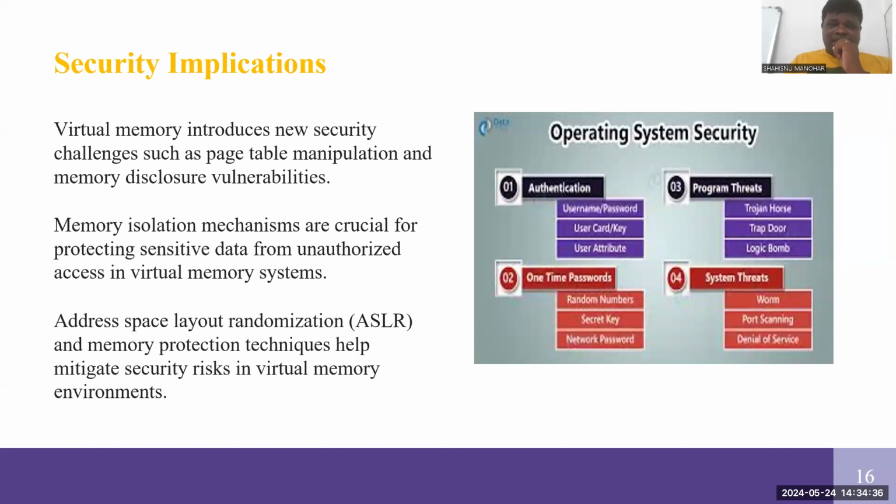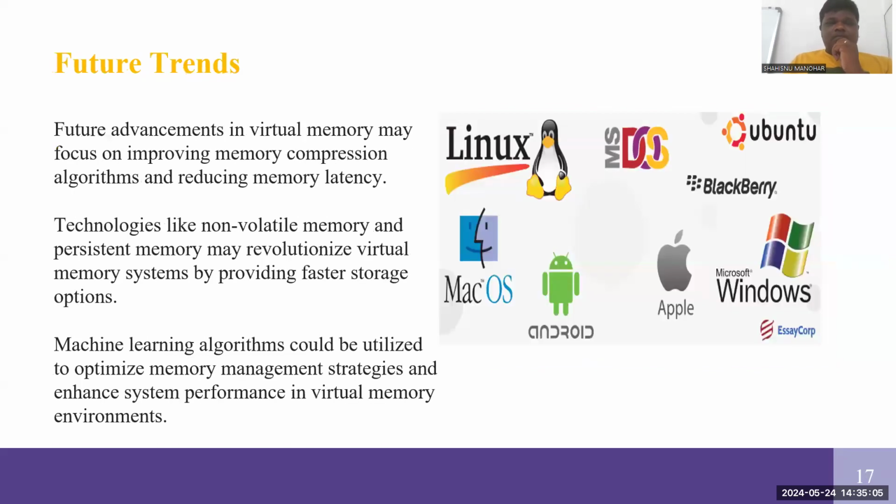Let's discuss security implications in virtual memory. Virtual memory introduces new security challenges such as page table manipulation and memory disclosure vulnerabilities. Memory isolation mechanisms are crucial for protecting sensitive data from unauthorized access in virtual memory systems. Address space layout randomization (ASLR) and memory protection techniques help mitigate security risks in virtual memory environments.